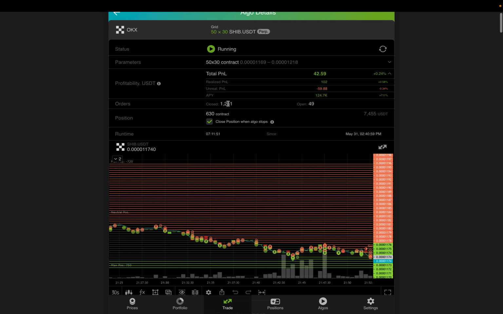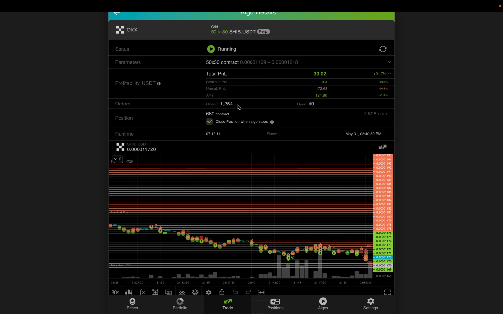Each order here is around 350 USDT. So if I count 1,251 orders times 350, that grid traded around 440,000 USDT in those 7 hours. So almost 500,000 in 7 hours. I mean, not bad, right?